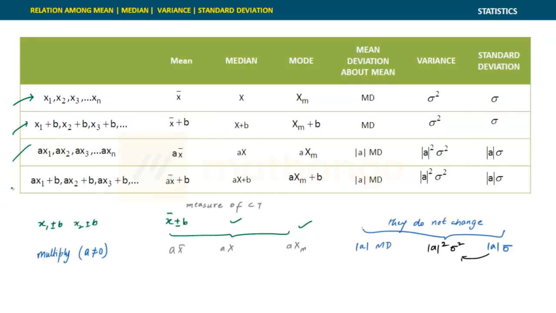And if we club these two activities together, that is ax1 plus b, ax2 plus b, and so on, you can very well see what will happen here. The same will be reciprocated here, as we can easily guess this part. And here, since plus b has no effect, it will still remain mod a MD and mod a square sigma square. So please remember this table. This is the most important table that you can find in this particular chapter, and in fact there is a high probability that if an easy question is asked, it will be from this particular table only.